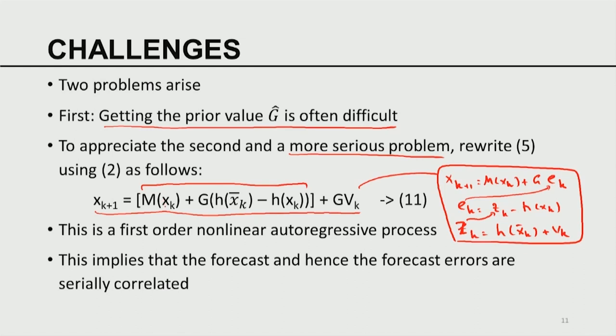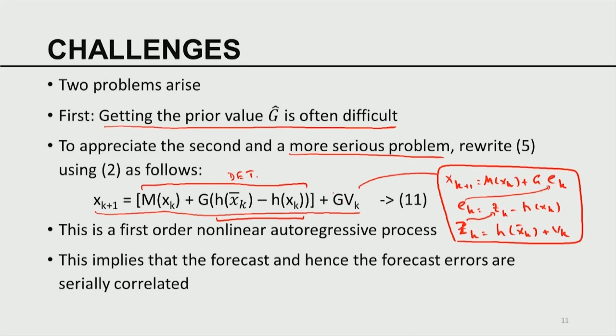M of xk is a deterministic model forecast. H of x̄k, the true state, is deterministic. H of xk is the forecasted observation, the counterpart of the observation. So this term, H of x̄k minus H of xk, is the actual expression for the forecast error, true minus the actual. G is the multiplier constant. So this term is essentially a deterministic term.